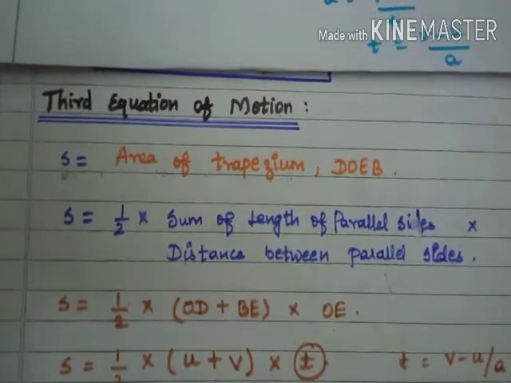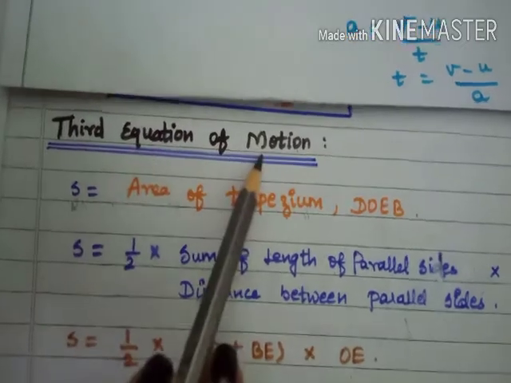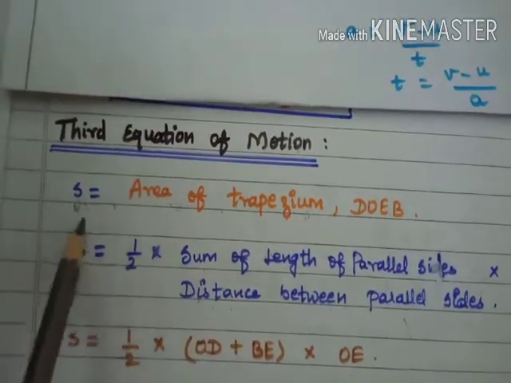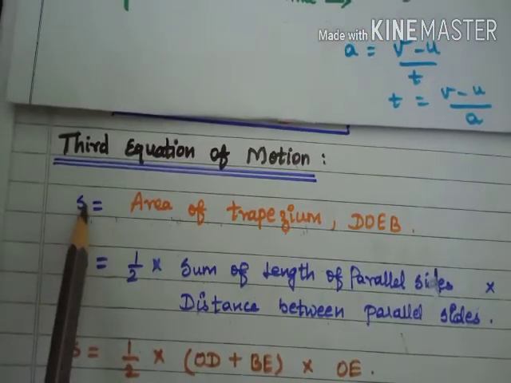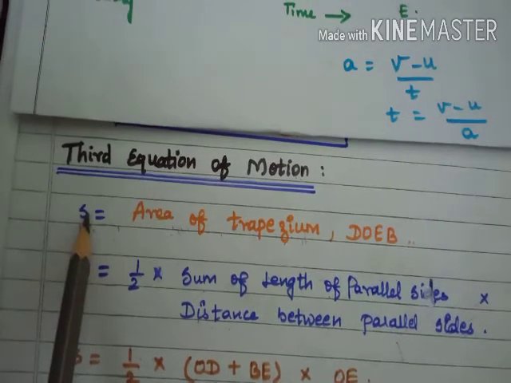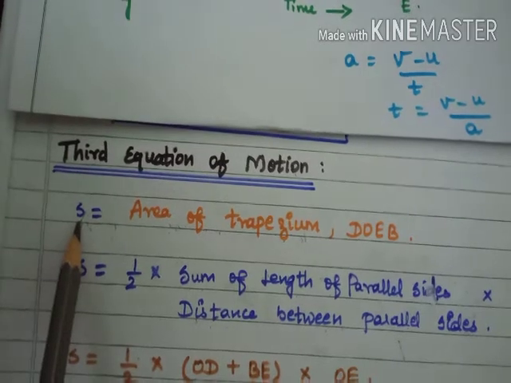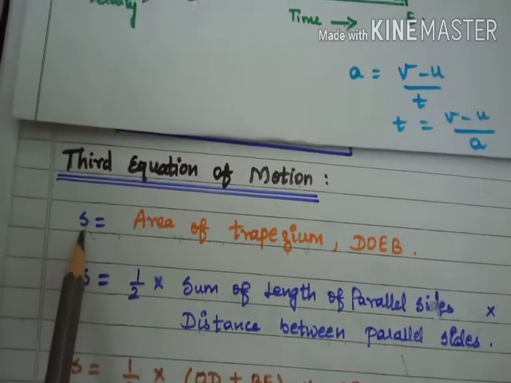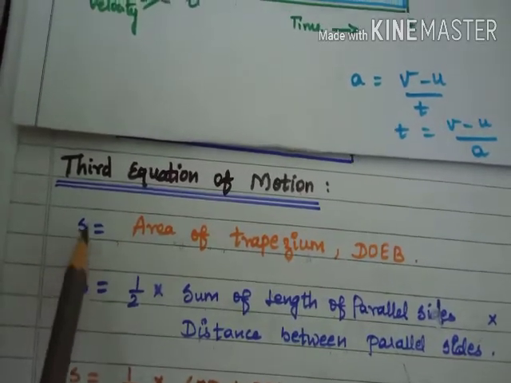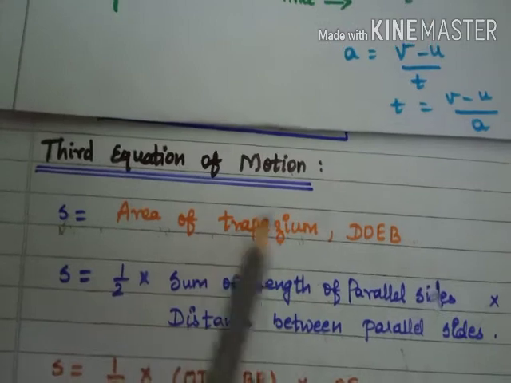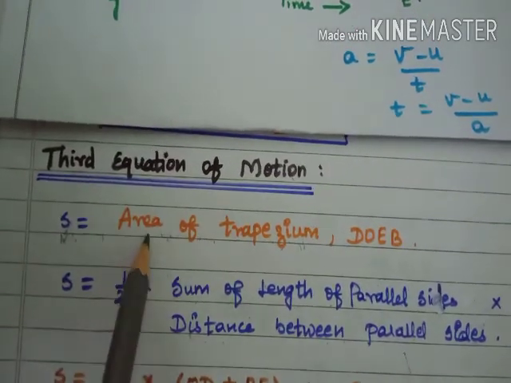In this video we are going to learn about the third equation of motion. To find the third equation of motion, we have to start with the formula S is equal to the area of a trapezium. Why are we using the variable S? We all know that velocity is equal to distance by time, and for distance we use the variable S. So S is nothing but the area of the trapezium. To sort out the third equation of motion, we are considering the formula for the area of a trapezium.